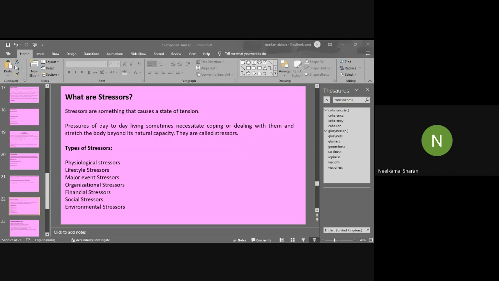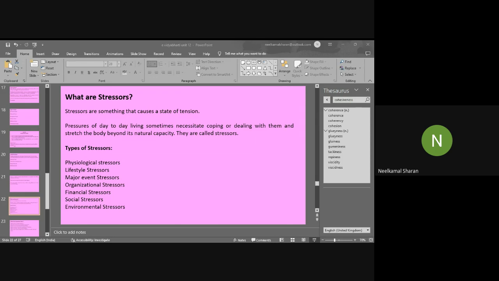Organizational stressors: in an organization we have certain types of stress. Financial, related to finance. Social, related to family, society, peer groups, neighbors. Environmental stressors, related to our environment. For example, I stay in a place near the roadside. Every time vehicles go by, a lot of noise is created. Because of that noise, a kind of stress or tension is created in me. So that is your environmental stressors.